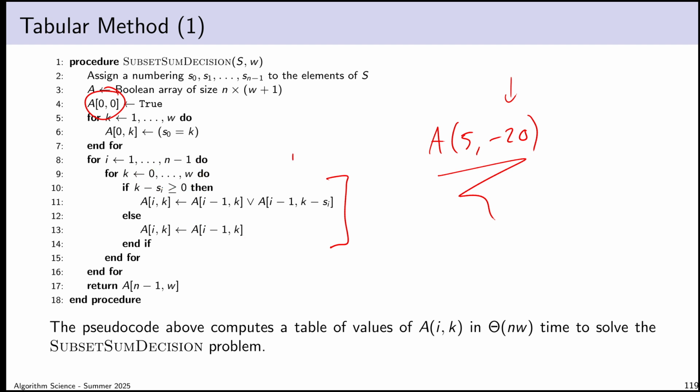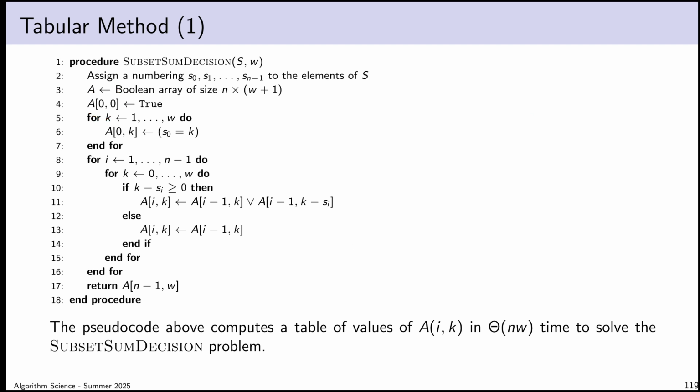However, the subproblem (k minus s_i), okay, well there are going to be situations where k minus s_i could be too small. So for example, if my current weight is 100 and the value of k is 3, okay, well then yes, k minus s_i is going to be negative 97.